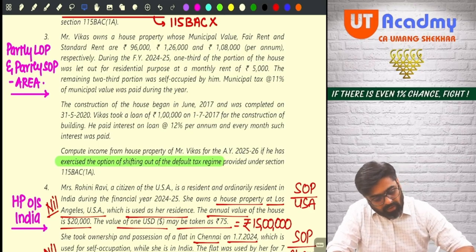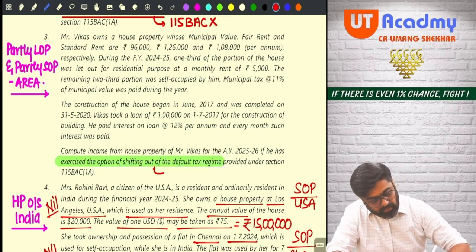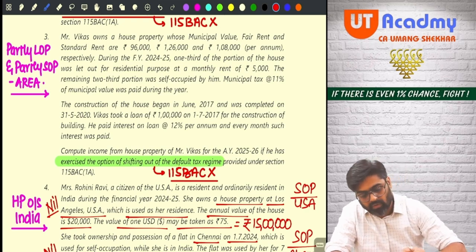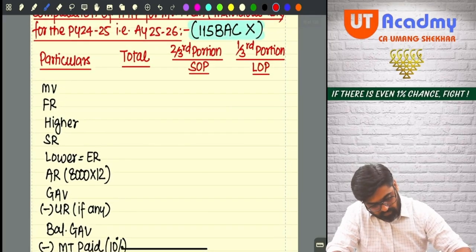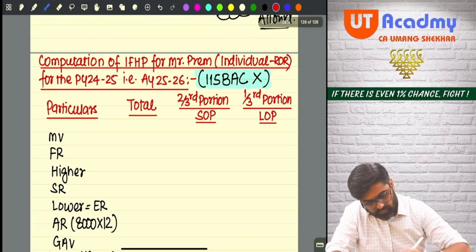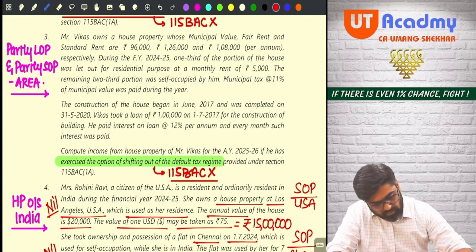Compute the income from house property of Mr. Vikas for the assessment year 2025-26 if he has exercised the option of shifting out of the default tax regime. Meaning that again here he is not following 115 BSE. That means from his SOP portion he is going to get interest on housing loan deduction. Yes? Now let's start. One-third portion is let out, no? Two-third portion was self-occupied, yes.